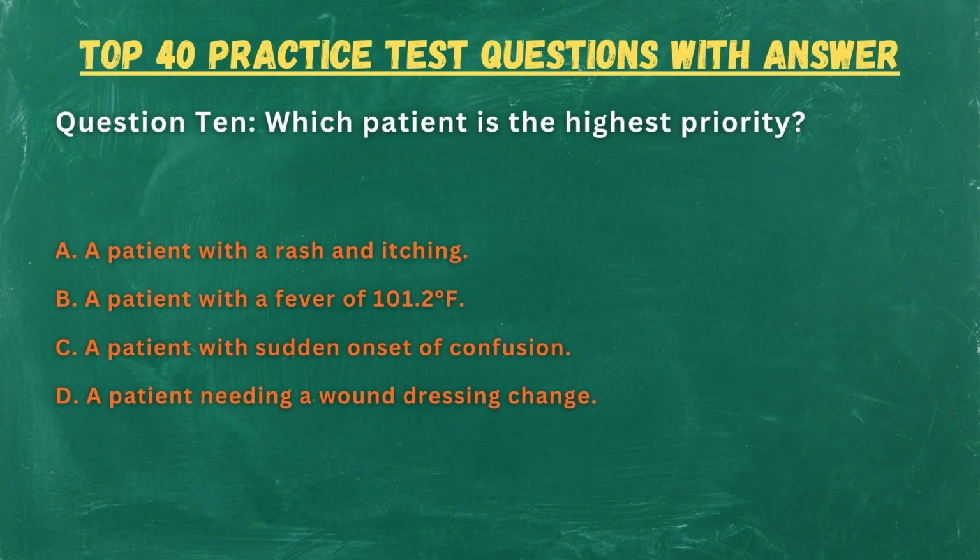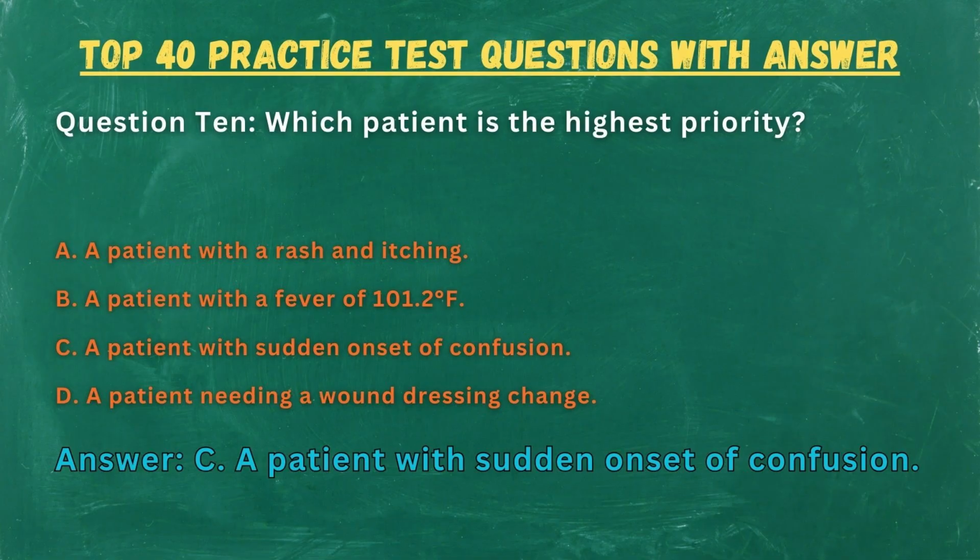Question 10. Which patient is the highest priority? A. A patient with a rash and itching. B. A patient with a fever of 101.2 degrees Fahrenheit. C. A patient with sudden onset of confusion. D. A patient needing a wound dressing change. Answer. C. A patient with sudden onset of confusion.